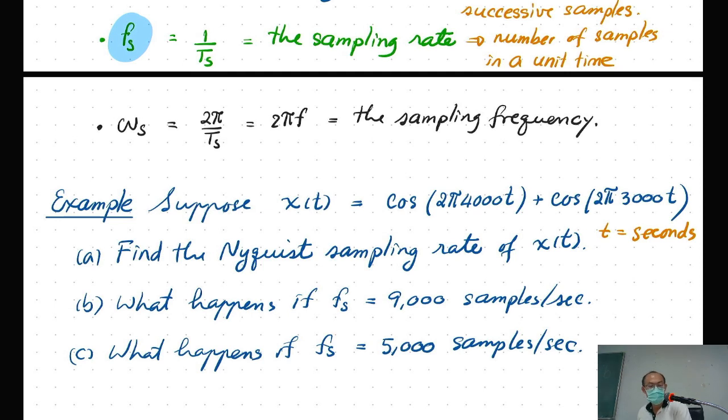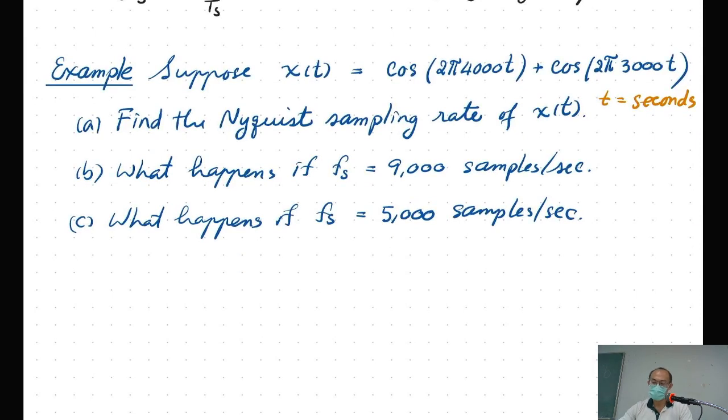So we are given the signal there. It is composed of two sinusoids, one at 4,000 hertz, the other at 3,000 hertz. Now, in part A, we want to sample it with some sampling rate. Given x, we would like to find the Nyquist sampling rate. So that is easy.